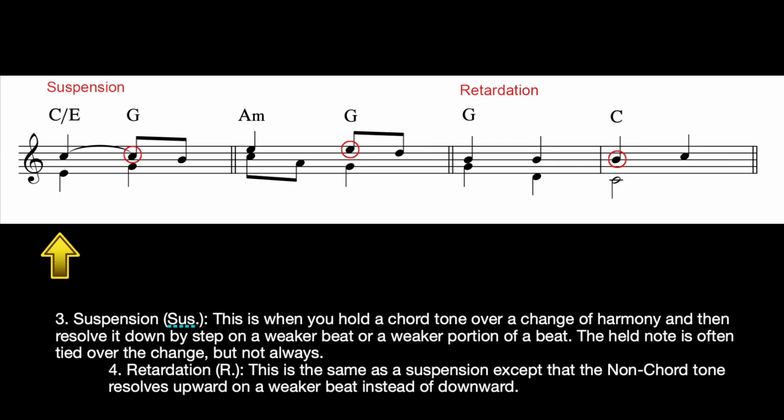Next we have suspension. This is where you take a chord tone and hold it over top of a change of harmony and then resolve downward by step on the weak beat or a weak portion of a beat. You could also have a retardation, which is the same thing except it resolves upward by step.